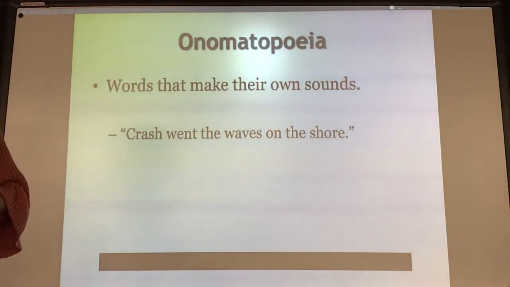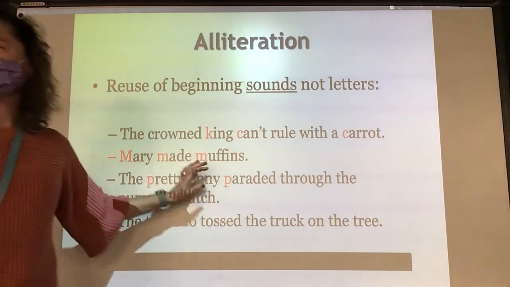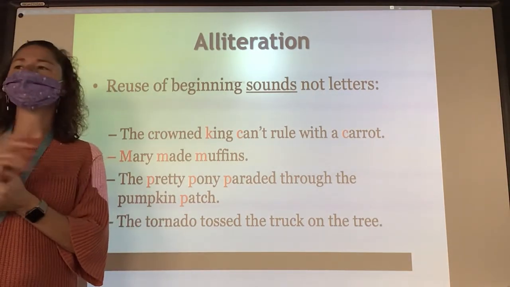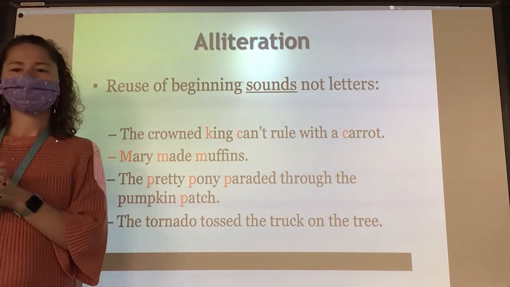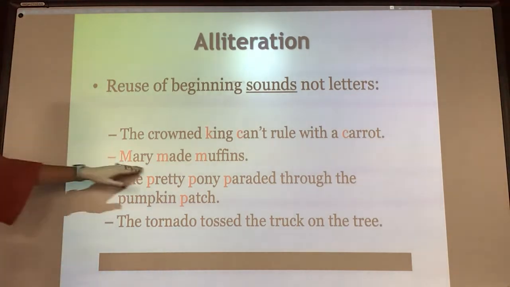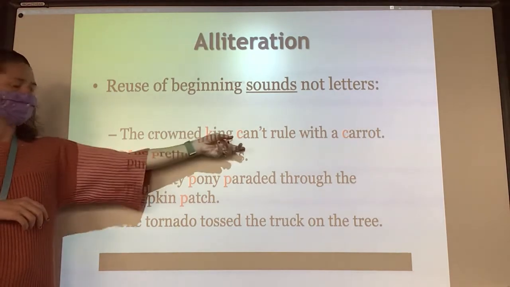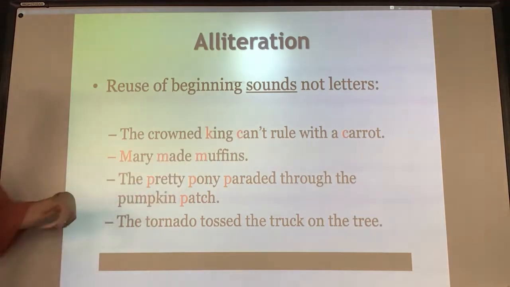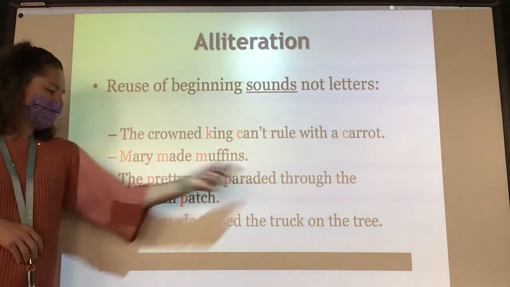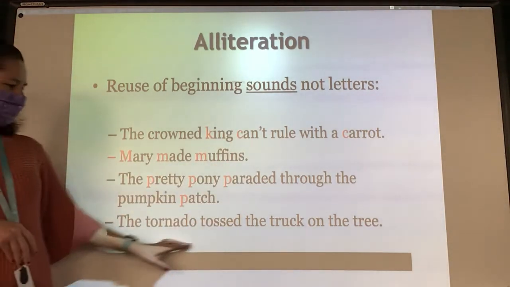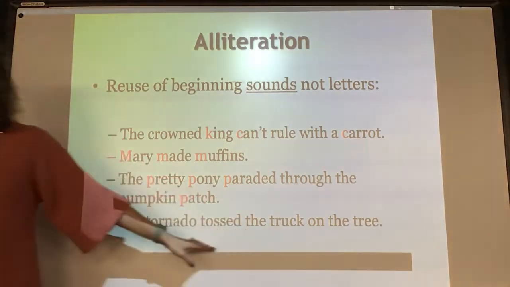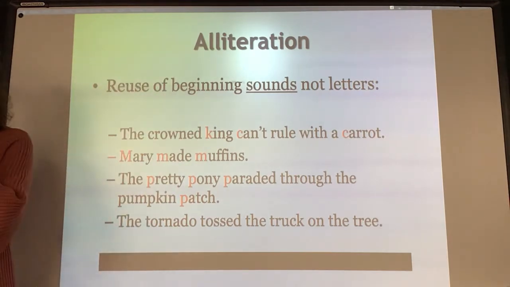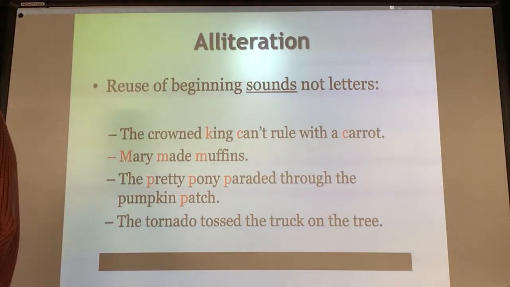What's alliteration? Let's go back to that one. This one we were struggling with. What's alliteration, Josh? Two or more words have the same beginning sound. Yeah, two or more. And usually those two or more words, you have to have them at least together. Okay? So Caden can't consume cake. That would be an alliteration. Mary made muffins. Pretty pony paraded. Here you have tornado tossed the truck. So they should be somewhat together and not a bunch of words just sprinkled throughout a sentence, okay? But it's the same sounds.